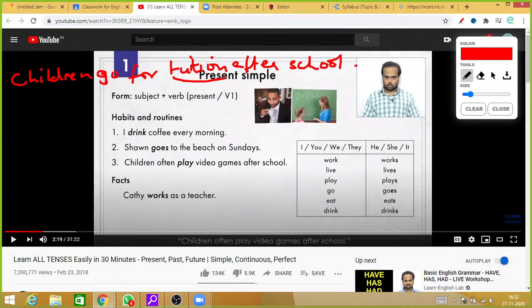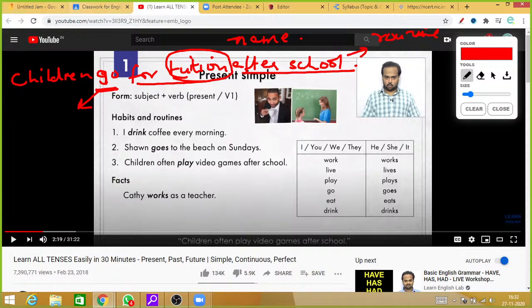Tuition is the name of a thing, of an activity. It is the name. Go. Go for. Only go. Where do they go? They go for tuition. When do they go? They go after school. So, this is a normal routine that they follow.